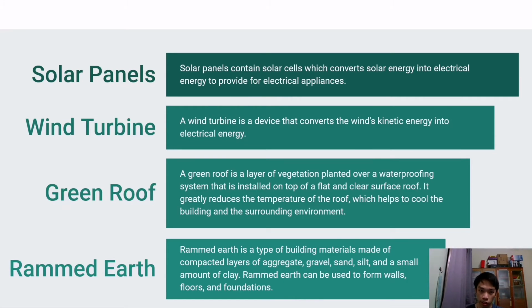Next, solar panels also provide good sustainability, as solar cells convert solar energy into electrical energy to provide for electrical appliances. Similar to solar panels, wind turbines convert wind energy into electrical energy instead. A green roof is a layer of vegetation planted on the roof, which greatly reduces the temperature of the roof, which helps to cool the building and surrounding environment. Lastly is rammed earth. It is used to form walls, floors, and foundations. That's all from me, thank you.